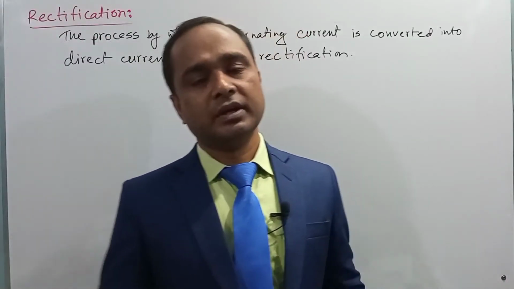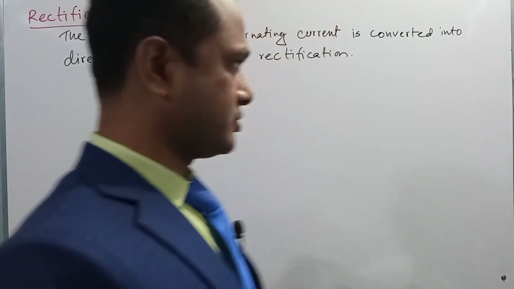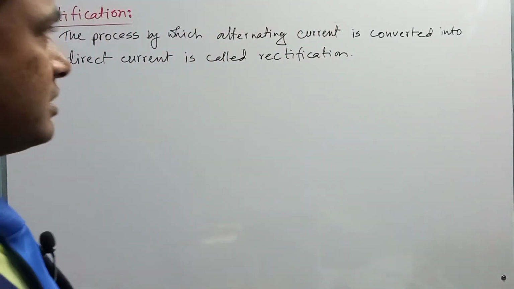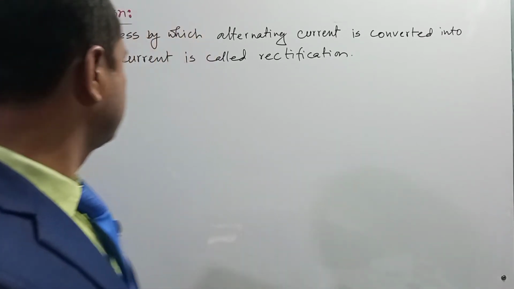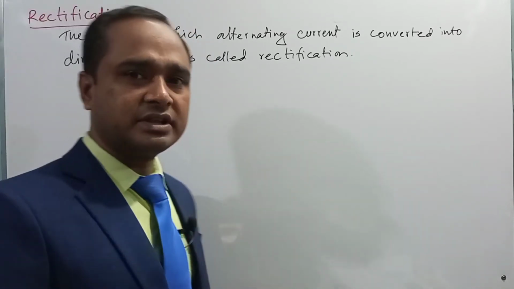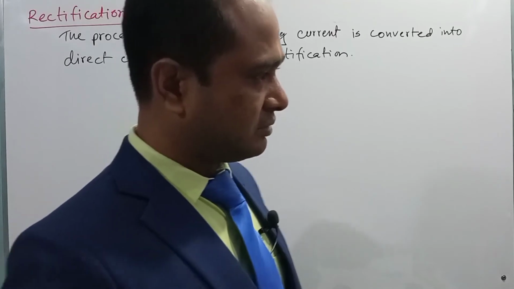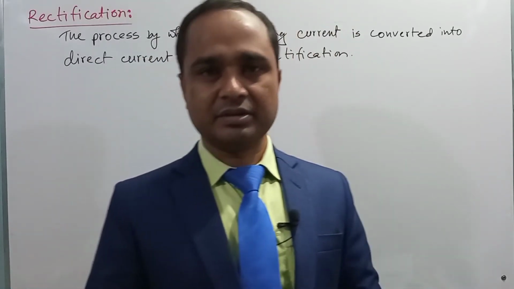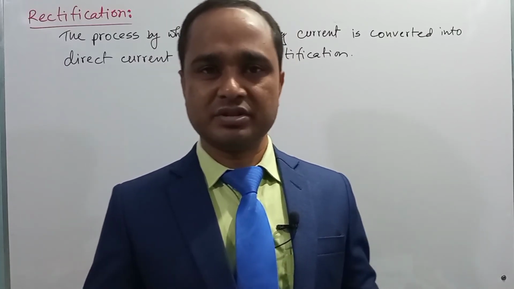Dear student, now we will see the rectification. What is rectification? It is a process. The process by which alternating current is converted into direct current is called rectification, right. In our daily purposes, in many devices we need direct current. Alternating current is not suitable for the devices.